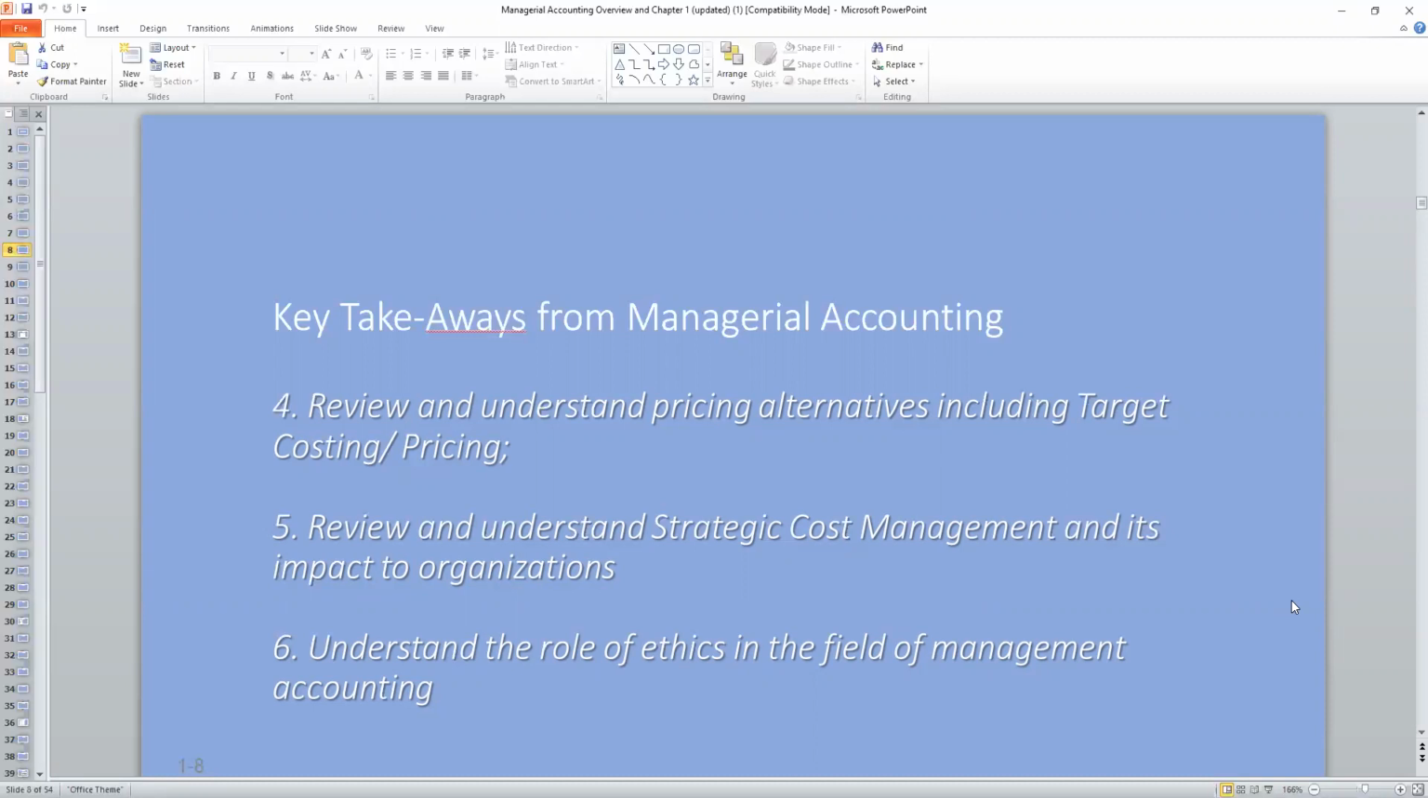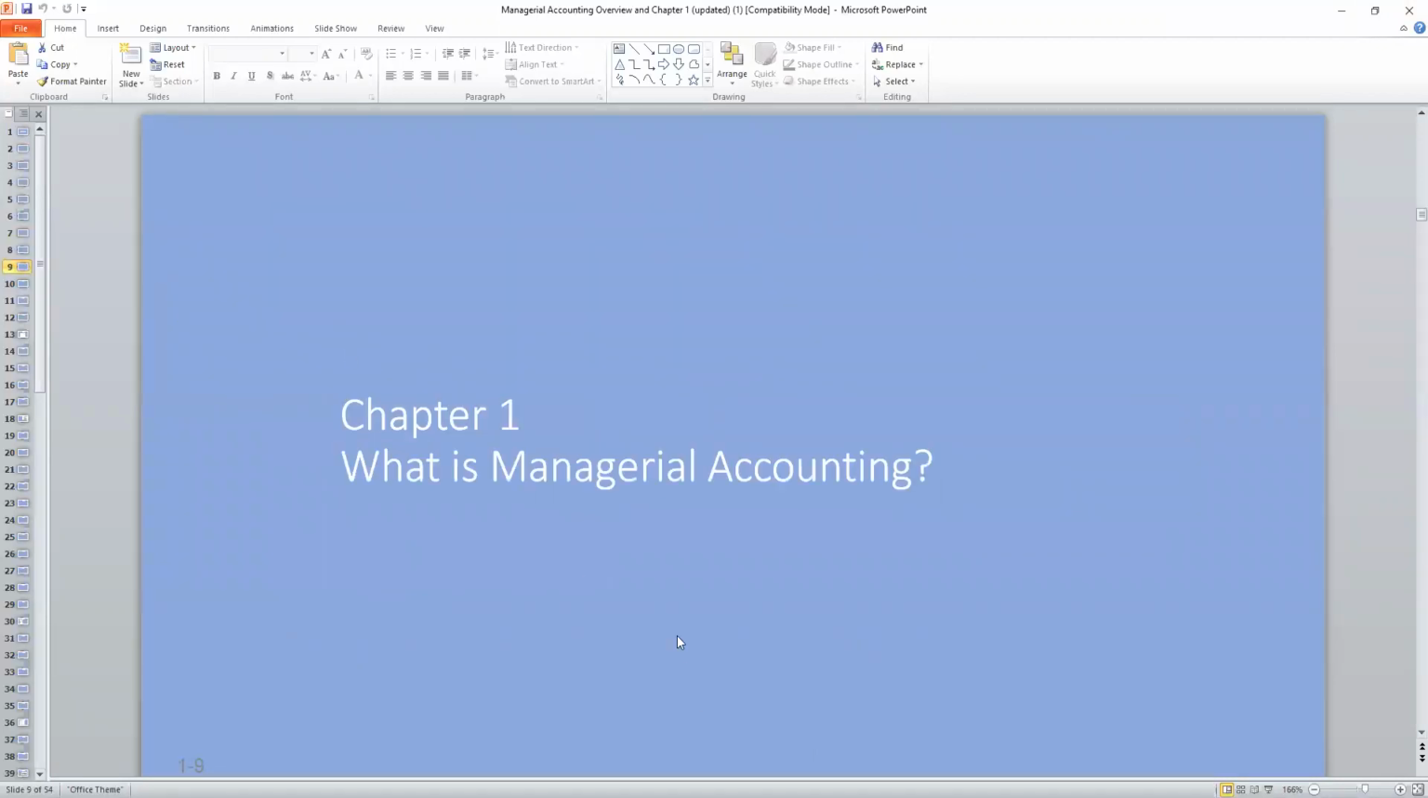So I'm a big believer that everybody should have exposure to this course. Everybody who's going to work in any type of operation at any key contributor level or management level, because what we talk about here is going to be fundamental to every organization. So let's jump into chapter 1 and talk about what is managerial accounting.